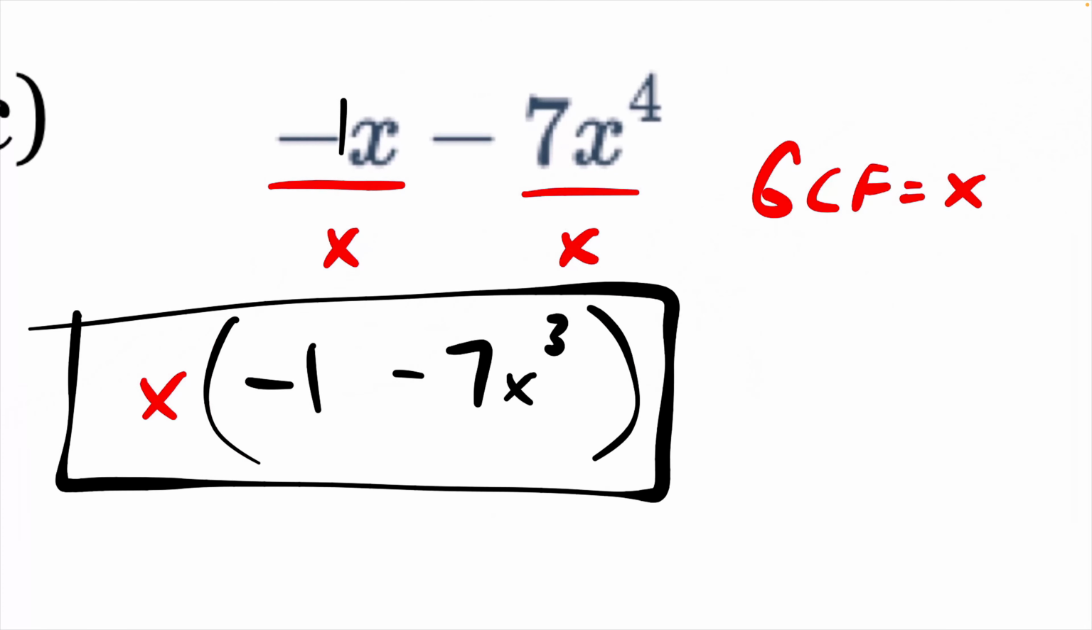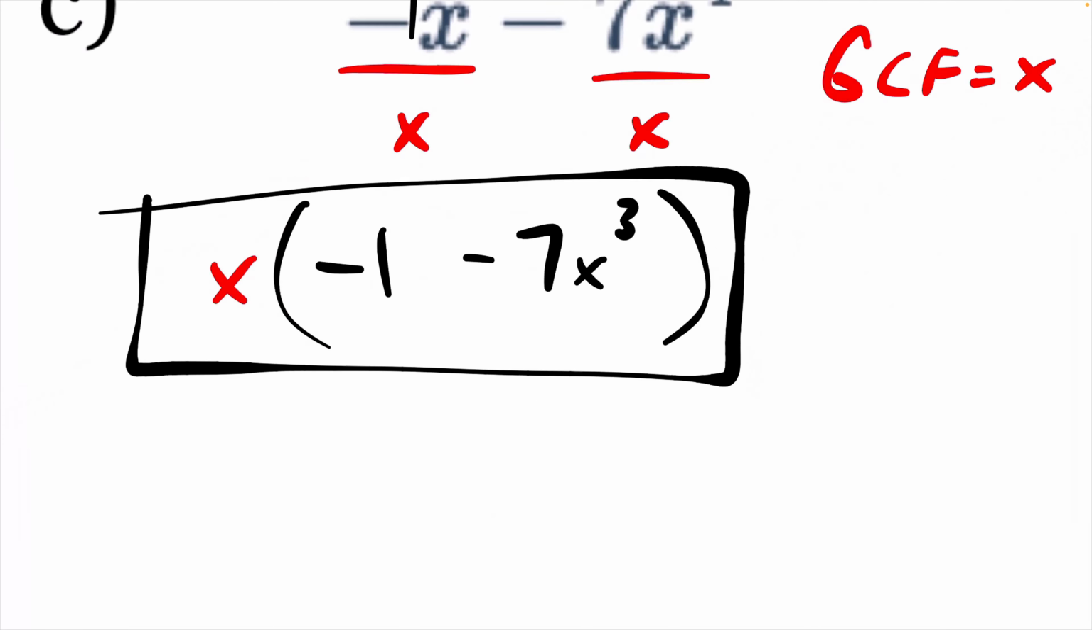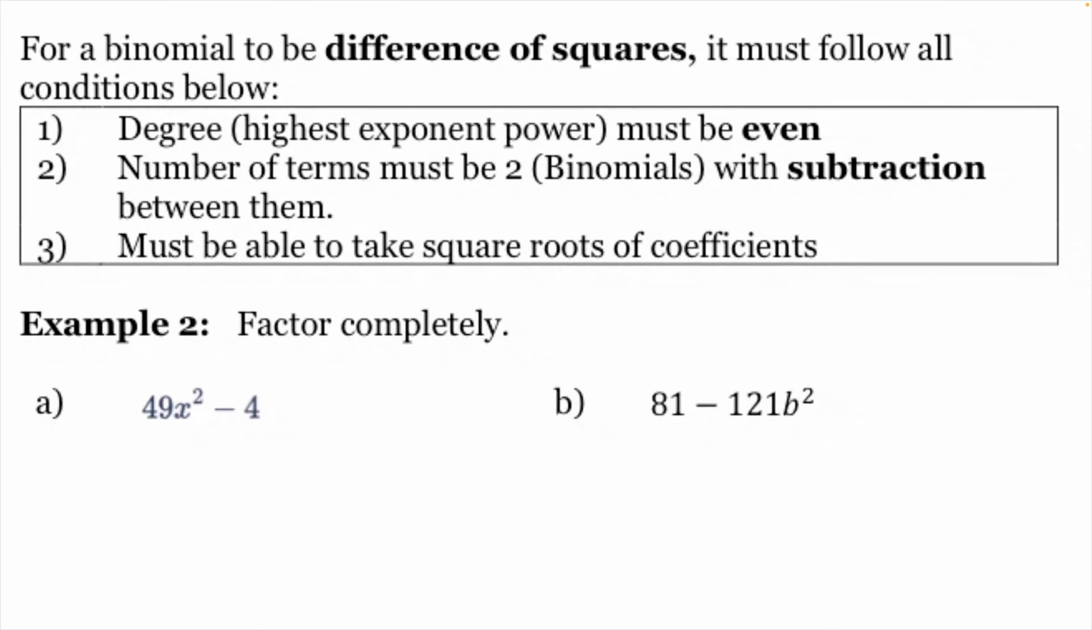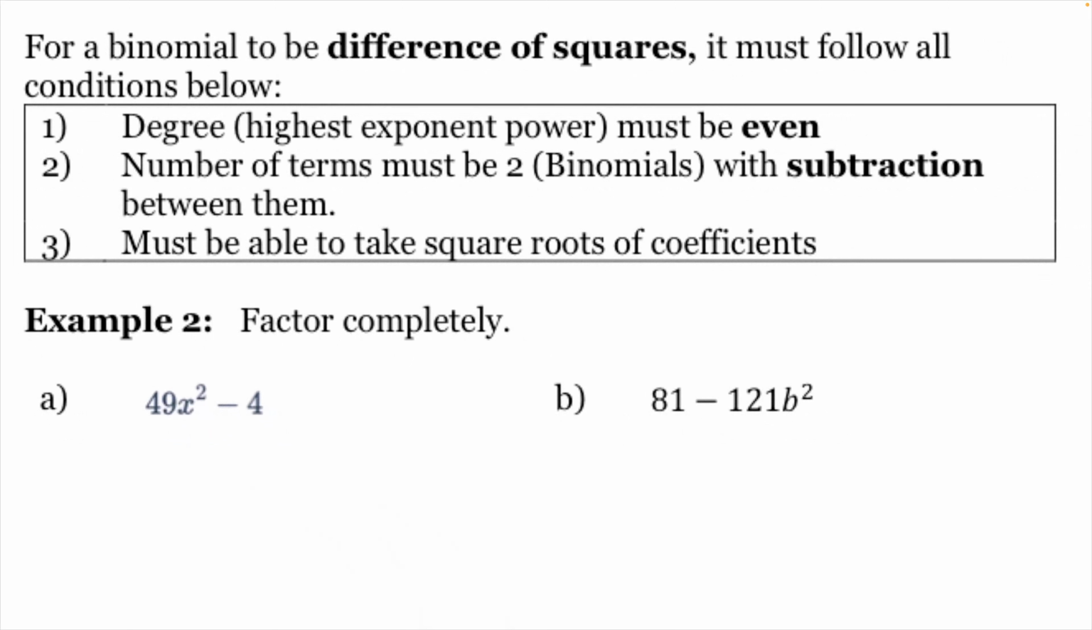The other refresher is from Math 2. In Math 2, you did something called difference of squares. You might not remember it, but I guarantee you did it. Difference of squares are when 3 things are true. The degree is the highest power. When the highest power is even, that's one condition. The second condition, it has to be a binomial and there has to be subtraction in the middle. The third condition is I have to be able to take square roots of the numbers there.